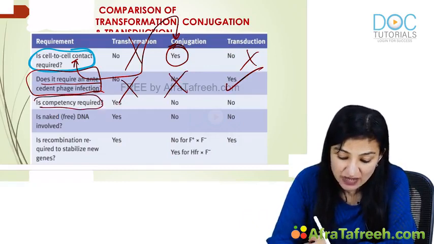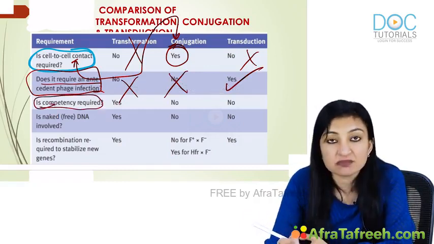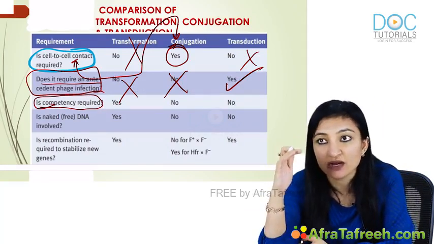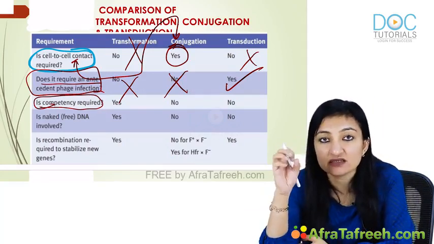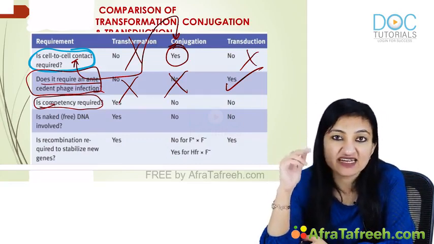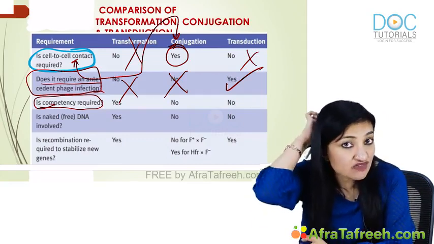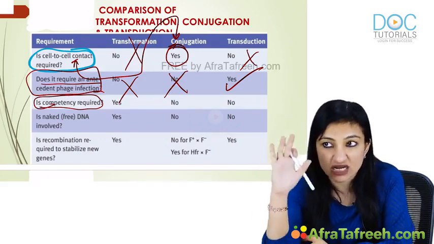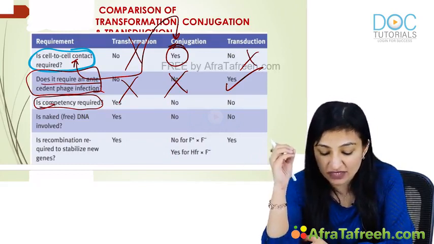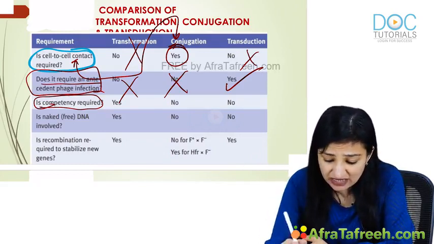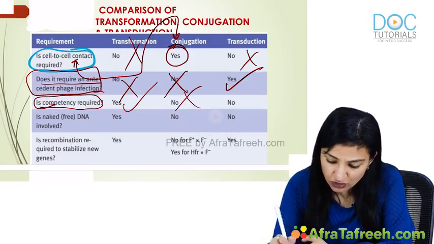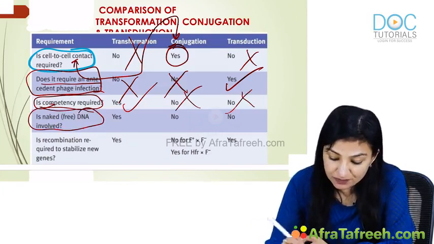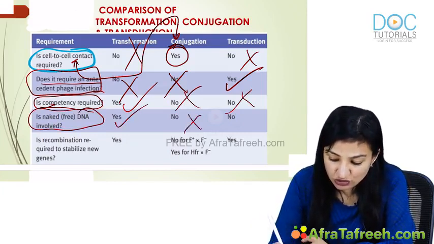Is competency required? Remember, I explained the meaning of competency during transformation: the bacterial cell becomes competent enough to bind to the dead DNA pieces when it expresses certain proteins on its surface, which are just like Fevicol or Fevistick, facilitating the attachment of the dead DNA. So that is seen in transformation, not in conjugation or transduction. Is naked or free DNA involved? Yes, it is involved in transformation, not in conjugation or transduction.